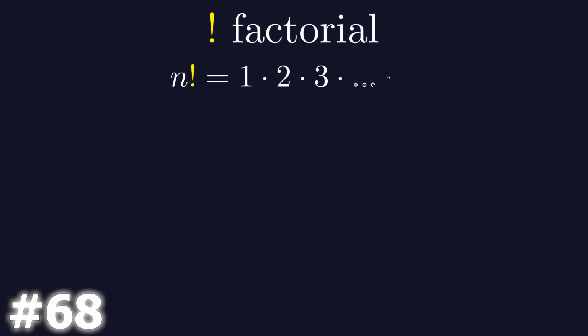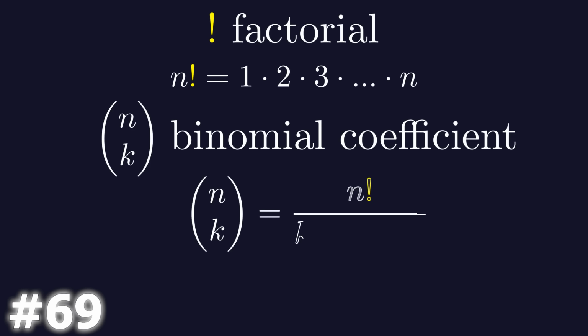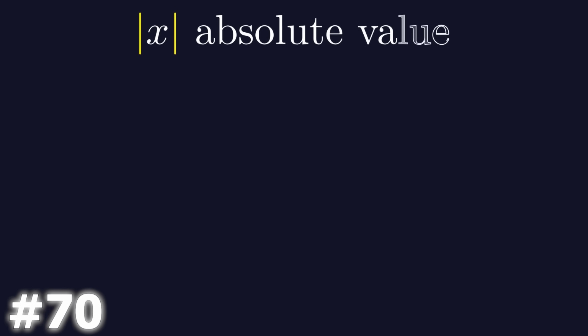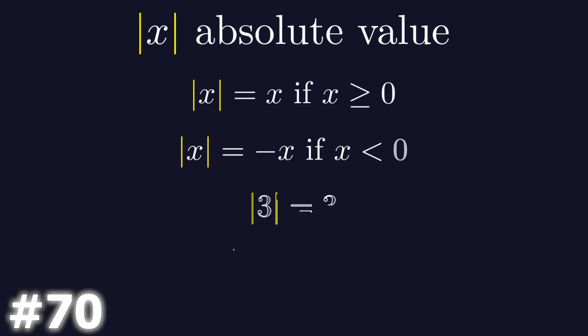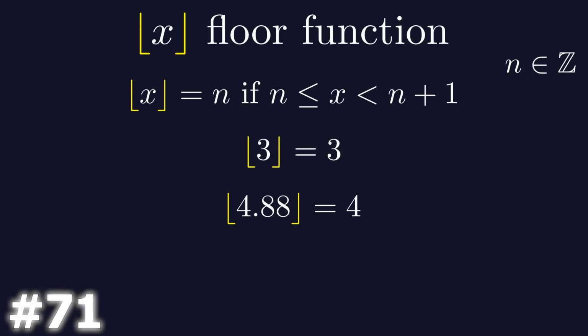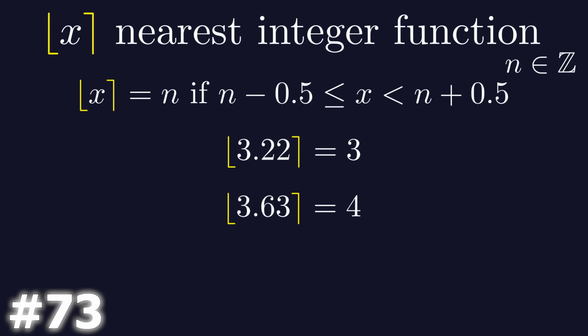Factorial is an operation that multiplies a number by all positive integers smaller than that number. Binomial coefficient looks like a fraction without a line, but it represents the number of ways to choose k elements from a set of n elements. Absolute value of a number represents the distance of that number from 0 on the number line. The floor function returns the greatest integer less than or equal to the value. On the other hand, the ceiling function returns the smallest integer larger than or equal to the value. Nearest integer function, as its name suggests, returns the nearest integer to a given value.